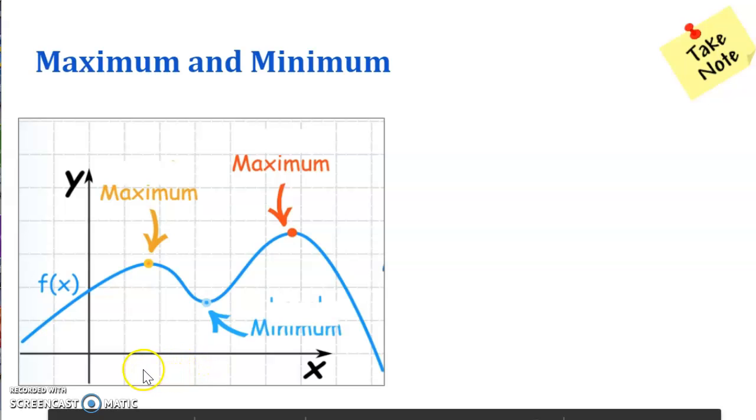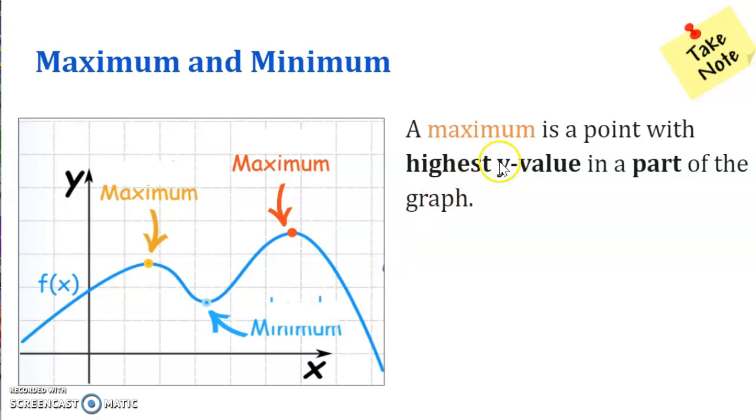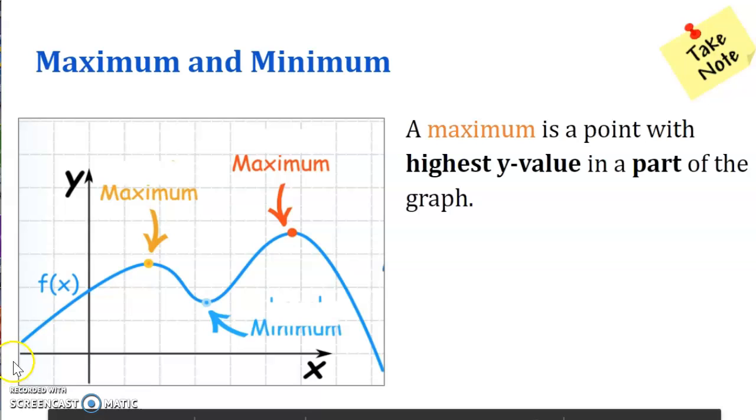Now let's talk about maximum and minimum of the graph. Maximum is just a point with the highest y value in the part of the graph. We're really just talking about the peaks of the mountain. Where is the highest point, the highest peak of the graph? So its maximum is here, and maximum is here.